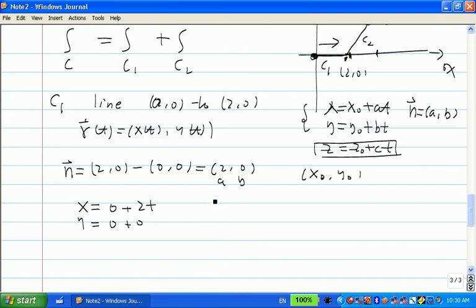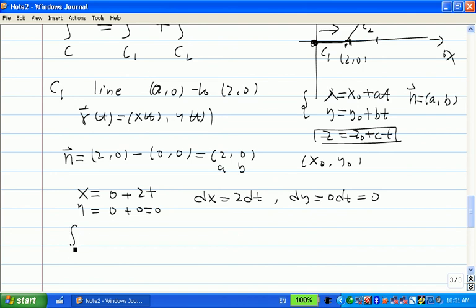Then dx equal to x prime. What is x prime? dx dt, which will give you 2 dt. And your dy here, take the derivative of y, which is 0. dy dt is 0 times dt, which will give you 0.